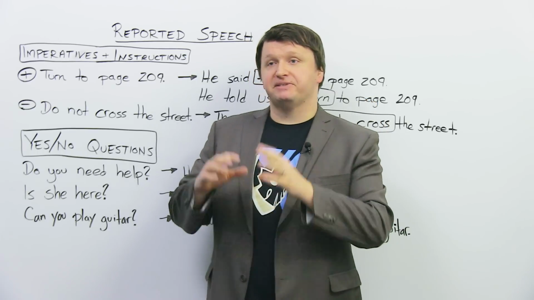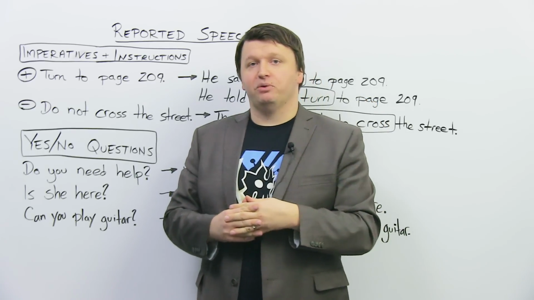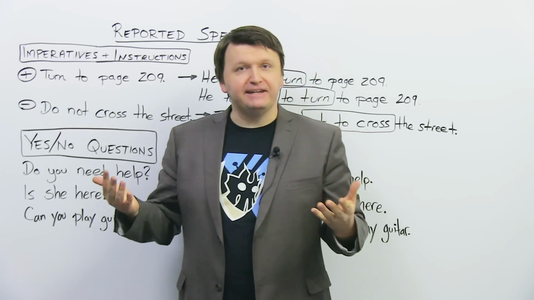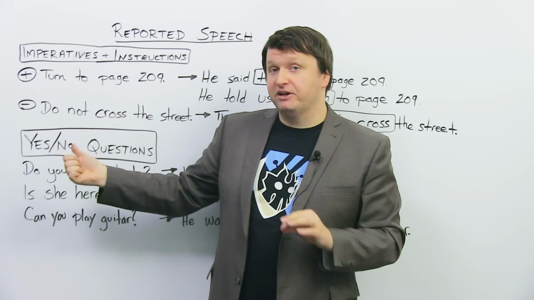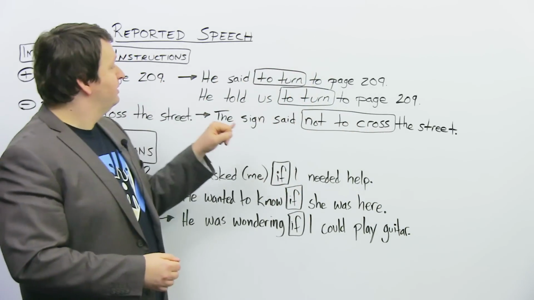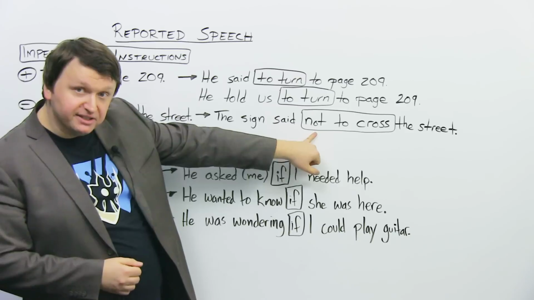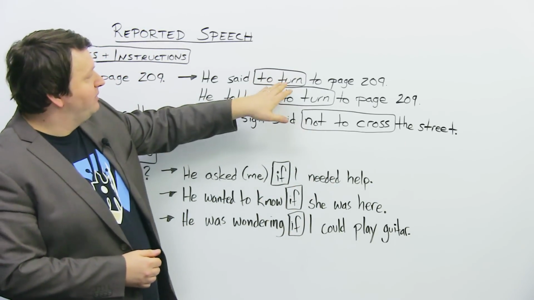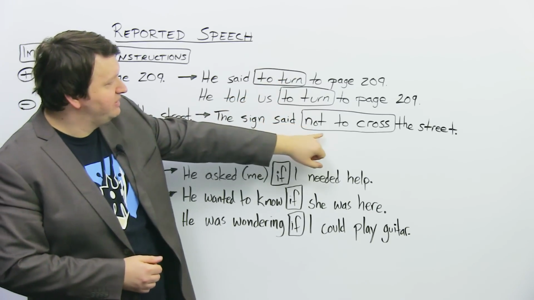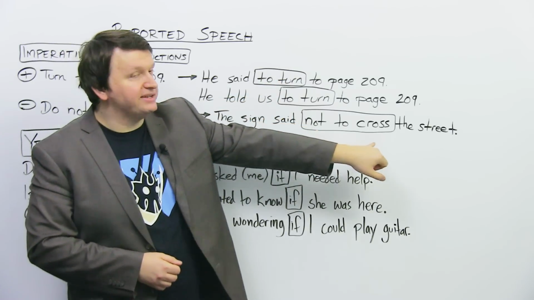Now, if you are reporting a negative command, for example, do not cross the street. Maybe you are reading a sign that says, do not cross when red. When the light is red, for example. Well, how do you report a negative one? Very, very simple. The sign said not to cross the street. Okay, so here we have to turn. Here we have not to cross.